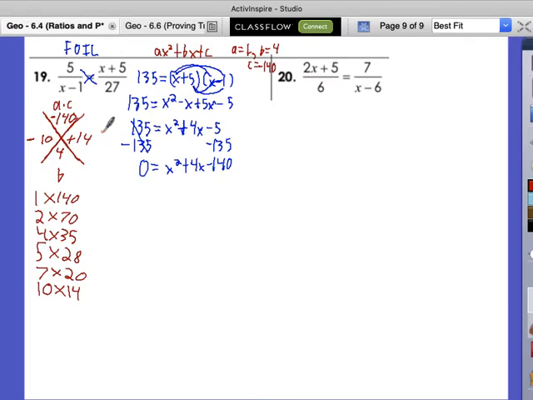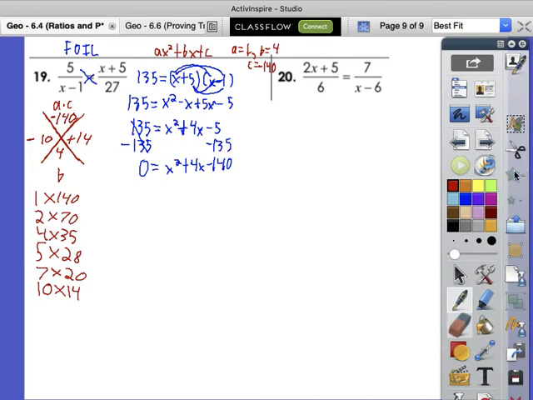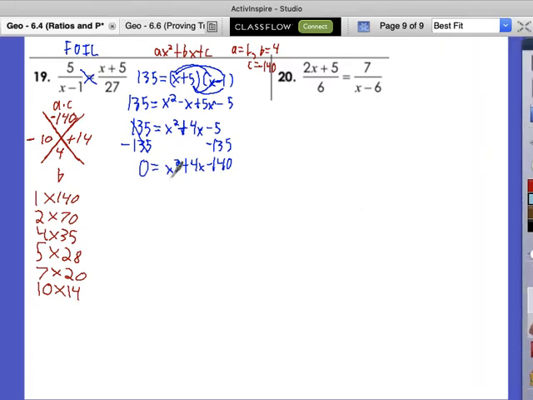Okay? So now I figured out my puzzle. So what I can do at this point is split these into our factors. I'm going to put 0 equals, just like it was 0 equals, and instead of writing x squared plus 4x minus 140, I can now use a shortcut to factor this, since our a is 1.